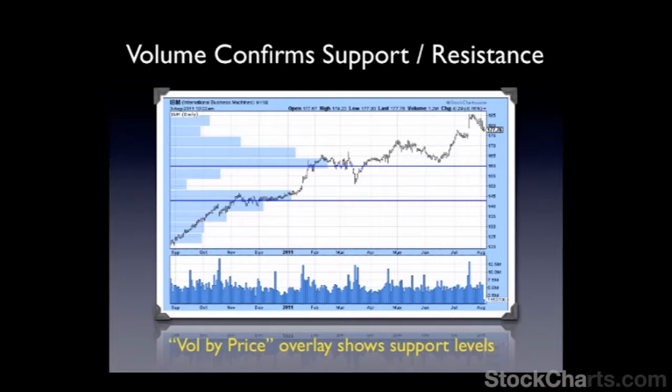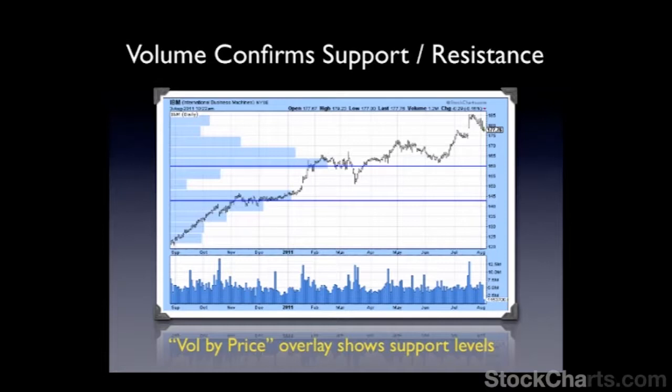This chart is called the volume by price. First of all, it's a bar chart. You can see the lines along the bottom. That's the traditional way of showing a bar chart, where you have prices moving up and you have volume along the bottom. Those bars along the side are the volume by price overlay. It shows how much volume happened at various price levels on the chart. It makes finding support and resistance levels very easy.